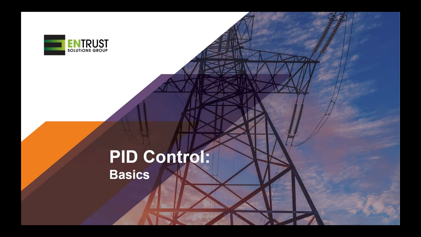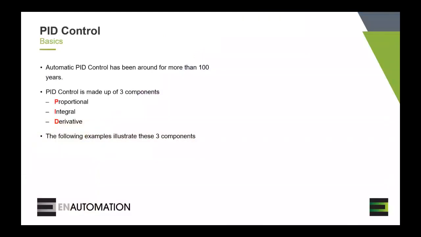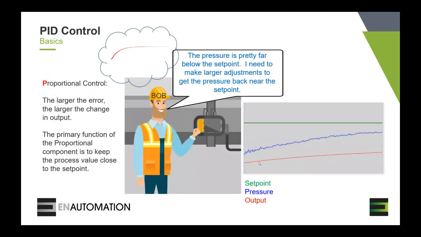So today we're going to talk about PID control. We'll start with the basics. We've all heard the term PID control in the control world as a common method for automatically controlling a process, but not everybody really understands what PID control really is. So PID control is made up of three components. There's the proportional component, the integral component, and a derivative component. These following examples will illustrate each of these three components.